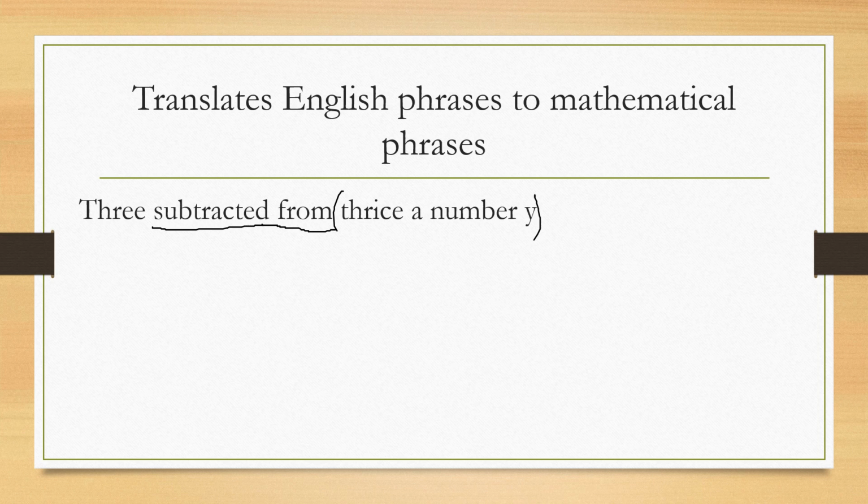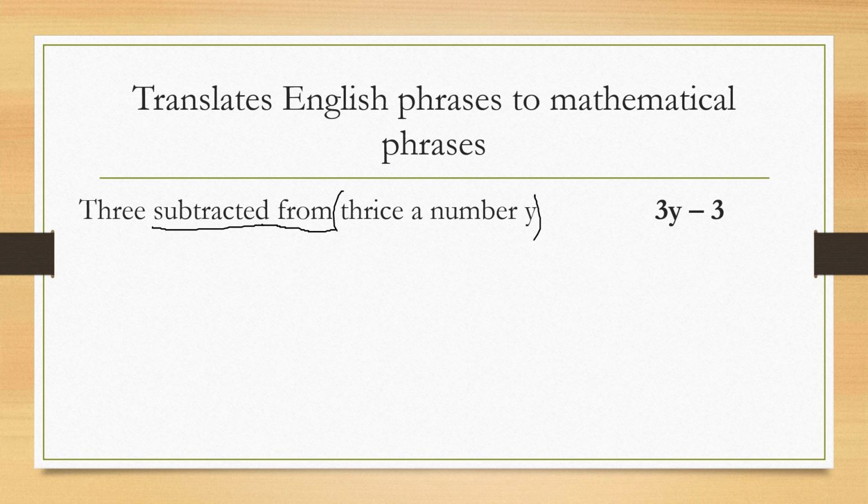So pag sinabi natin thrice a number y, ibig sabihin, yung y natin is the given number, and also we have thrice, which means 3. So that will be 3 times y, and then subtracted from 3, that means 3 times y minus 3. So, ayan po yung kanyang mathematical phrase na 3 subtracted from thrice a number, that is 3y minus 3.